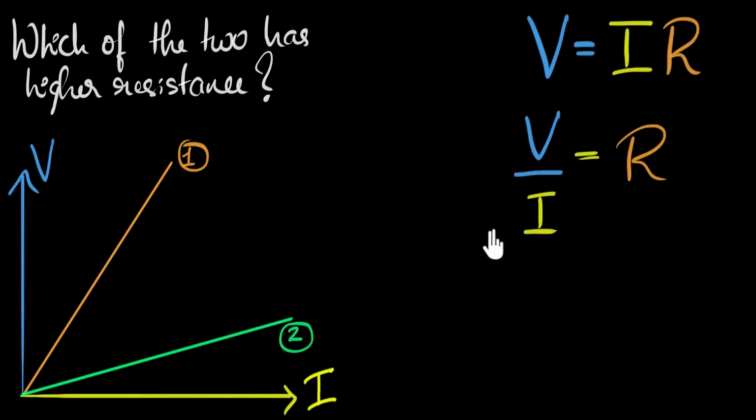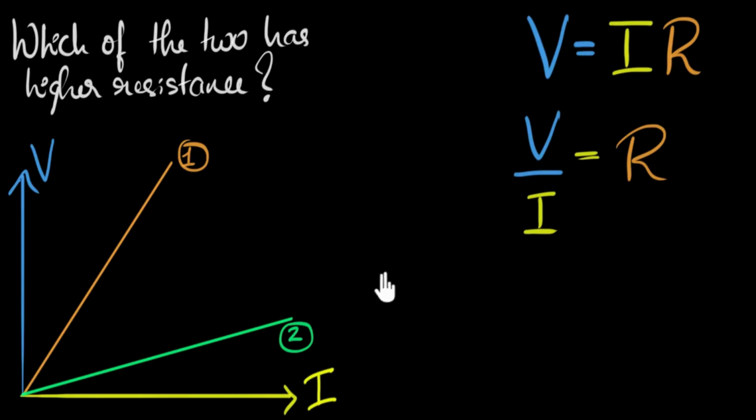Another way would be to pick points on these graphs such that they have the same value for voltage, so same numerator. Now figure out which of them has a lower value of current, because the smaller the denominator, the more will be the value of V over I. So you can choose any method and figure out which of them has higher resistance. So it'll be a great idea to pause the video and try to do this yourself.